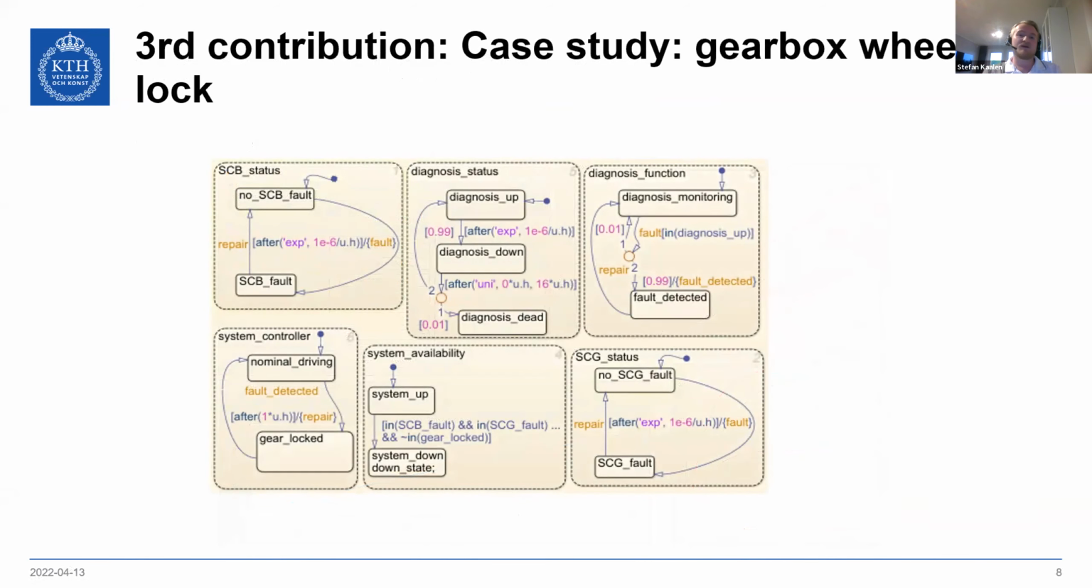And as a third contribution, we presented a case study from Scania, which we call the gearbox wheel lock. That's about different gears in the gearbox locking in when they shouldn't, which causes the wheels of the vehicle to lock up when you're driving. So your driving wheels can suddenly lock in their current position. And that's, of course, something we want to avoid. So we wanted to compute the actual probability that this will happen, and this is what we have tried to model here. For details about the model, I again refer you to the paper.